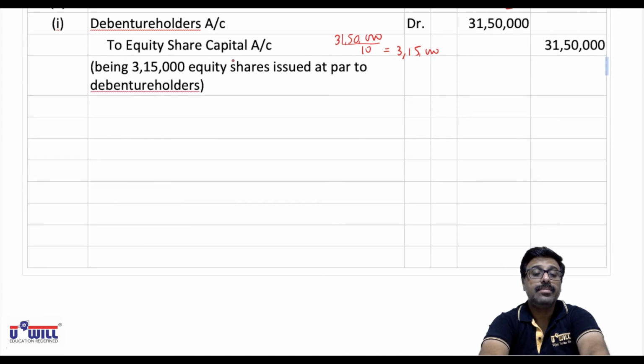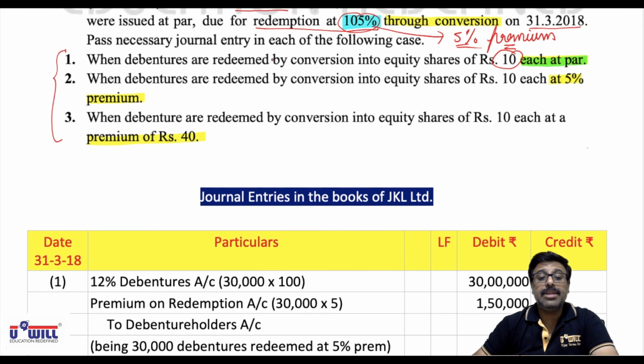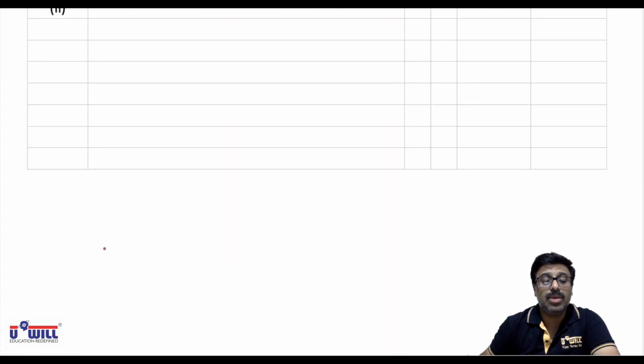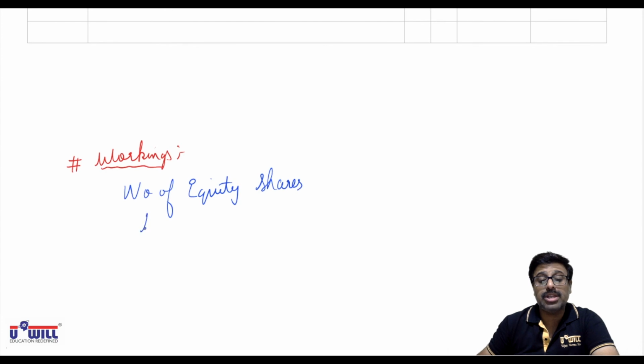Now, second situation, all of you look at it, be attentive. Here the debentures are redeemed by conversion, but at 5% premium. We are giving the equity shares at 5% premium. So here we'll make the workings, to find number of equity shares to be issued, as I made you write in the summary. So before we pass the entry at premium, we'll have to find number of equity shares to be issued.